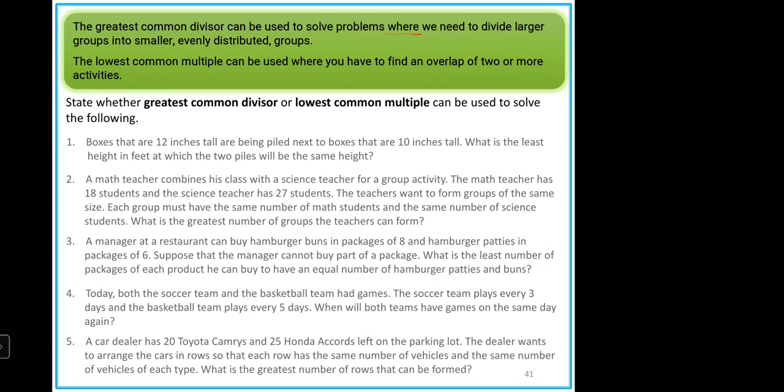I'm going to read them, and I'm going to call on you to tell me your thoughts. I don't want you to solve it. Based on what it is saying, tell me whether you should use a greatest common divisor, which is when it seems as if you want to divide a larger group into smaller groups, or whether you should use an LCM, which is when you're trying to find when 2 or more activities will overlap. I'll give you a couple minutes to read through those.